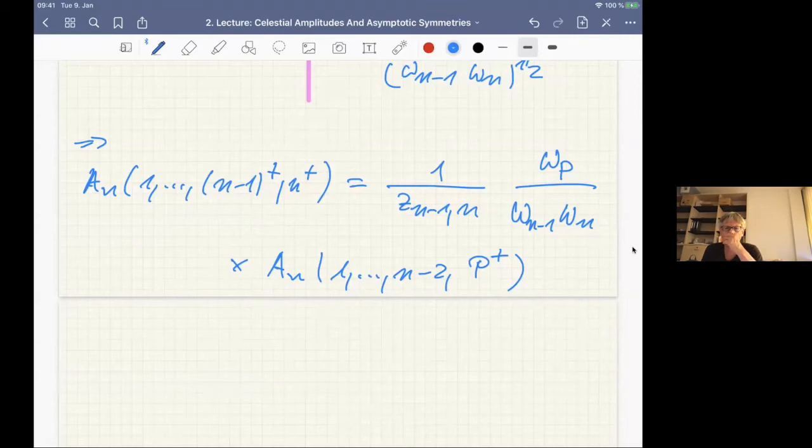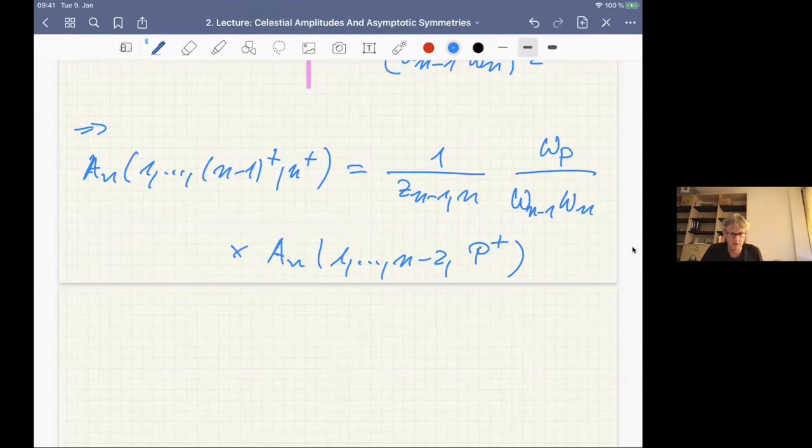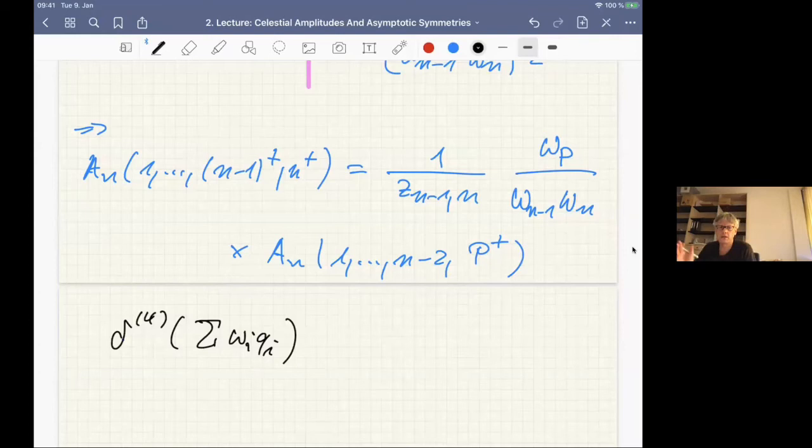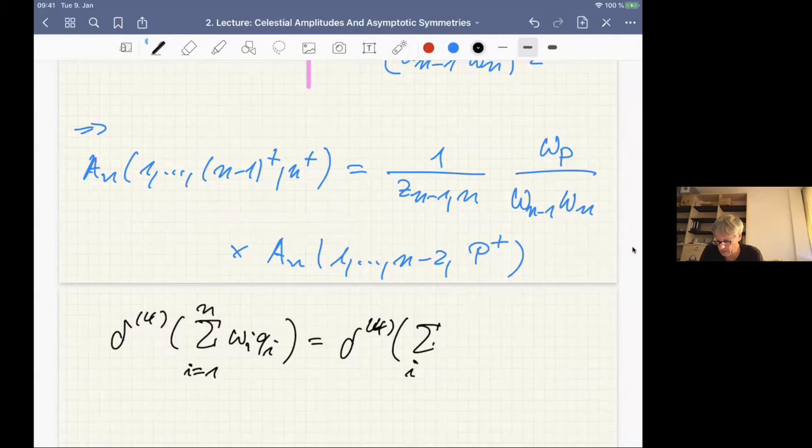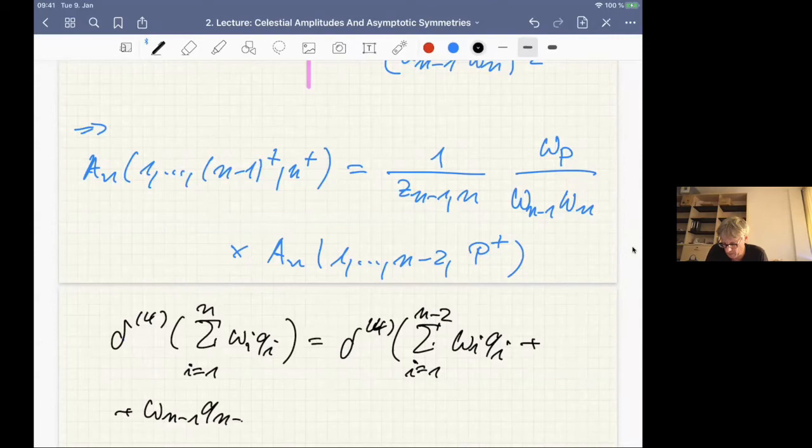Now we want the celestial amplitude, so that means that we need to do the integration. So let's first look at, of course, the delta functions. We still have the delta, and that is of course important. Why extracting the OPE from the celestial amplitude by doing a collinear limit works at all is simply because the delta function does the right thing under this parameterization. So this delta function of the n gluon process can of course be written as the sum over I plus n minus 2, that's trivial, plus omega n minus 1 q n minus 1 plus omega n q n.